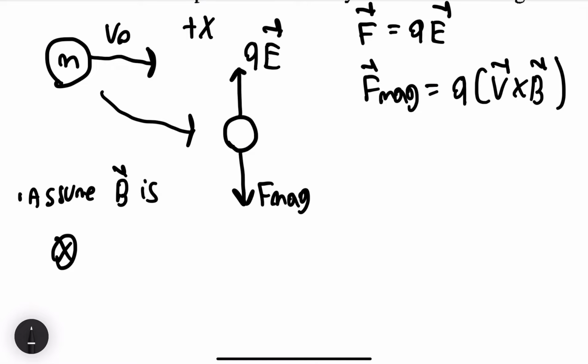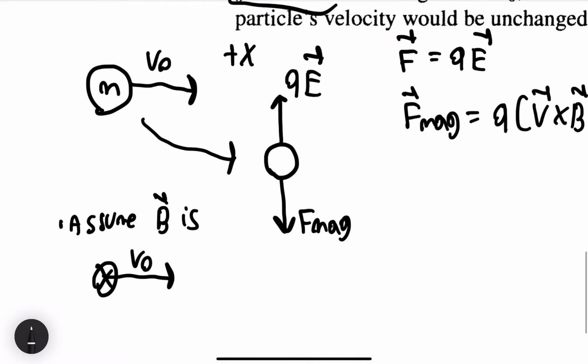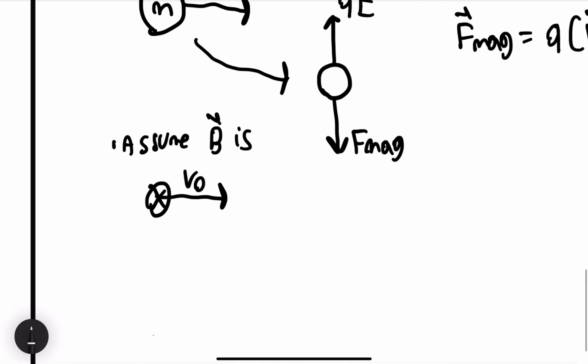So V, if I put my palm along V, let me draw that actually. So if I put my palm along V, I curl my fingers into the page, my thumb will be pointing up, meaning the force would be up, and that's wrong, because we want the force to go down, to cancel the electric force up, right? So this is wrong. So let's try the other way now.